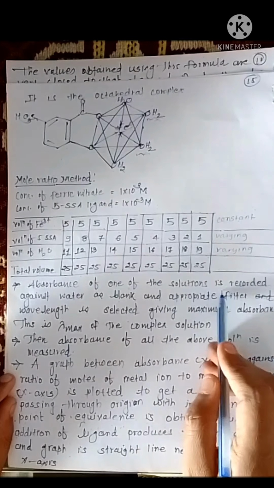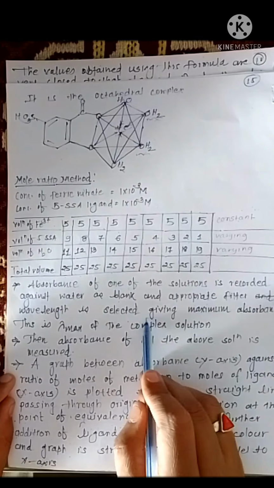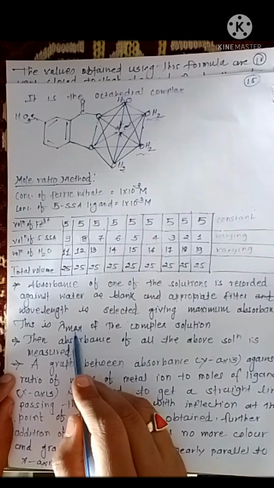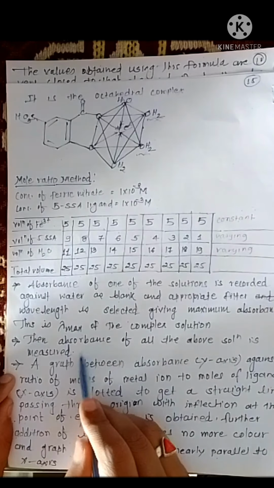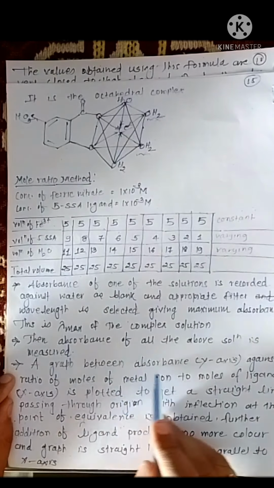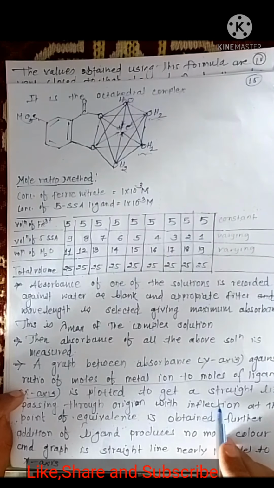Now, the absorbance of one of the solutions is recorded against water as a blank. An appropriate filter or wavelength giving maximum absorbance is selected. This is the lambda max for the complex solution. Then the absorbance of all the above solutions is measured. A graph of absorbance on the y-axis against the ratio of moles of metal ion to moles of ligand on the x-axis is plotted to get a straight line passing through the origin. An inflection at the point of equivalence is obtained. Further addition of ligand produces no more color and the graph is a straight line nearly parallel to the x-axis.